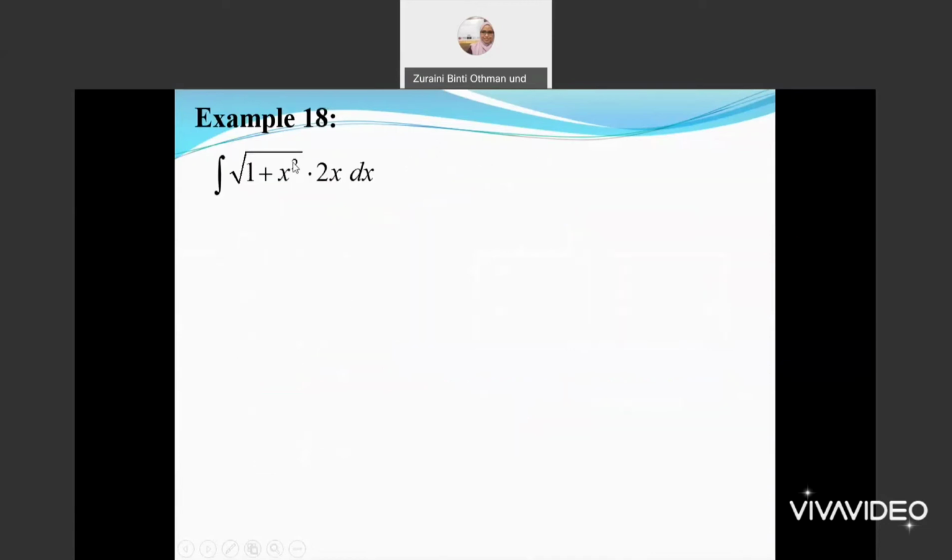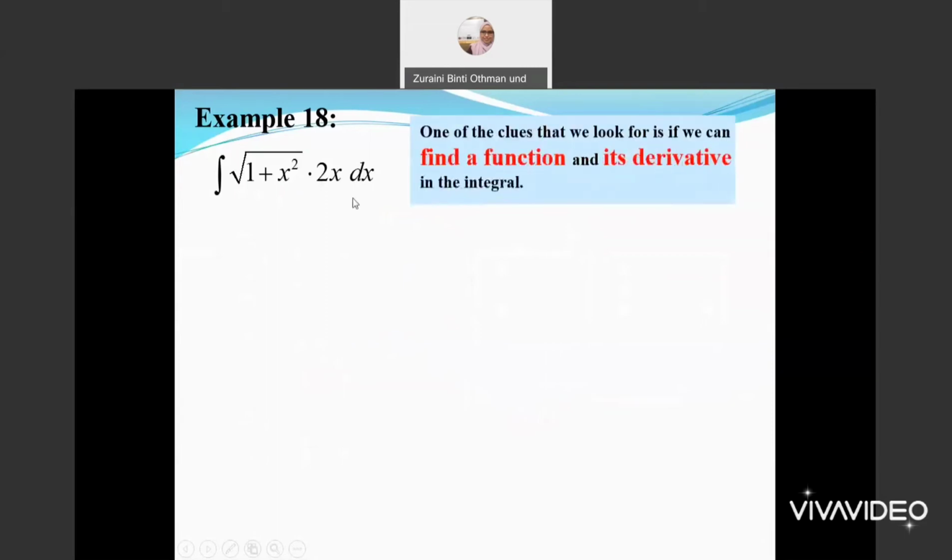Okay, so here kalau kita ada macam ni, apa benda yang menyusahkan kita dekat sini? Contoh kalau kita tak tahu kita nak gantikan U yang mana ni? Okay, the idea is, one of the clues that we look for is if we can find a function and its derivative in the integral. Okay, kita cari satu fungsi yang boleh cari dia punya derivative dalam bentuk integral dia tu. Contohnya macam ni. 1 campur x kuasa 2 yang kita highlightkan ni, bila kita cari dia punya pembezaan dia ialah 2x, betul? So dia ialah 2x dx. So dia dah dekat sebelah ni. So the idea is we get this. Sebab dia bezakan dia dapat 2x dx yang dah ada kat sebelah ni.